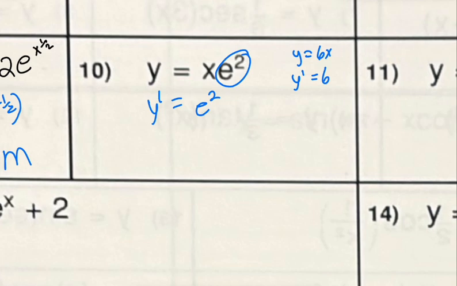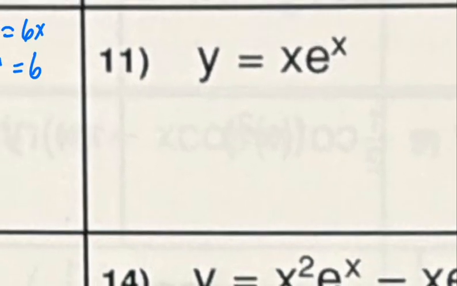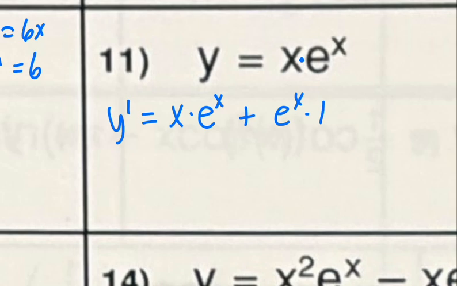Don't confuse it. If it has a number up there, it's a number. If it has an x up there, it's a function. See the difference? Because in number 11, it's got an x up there. So this is a product rule. Put a dot. So it is the first times the derivative of the second plus the second times the derivative of the first. The derivative of an e to the x is an e to the x. One of the greatest derivatives of all time.